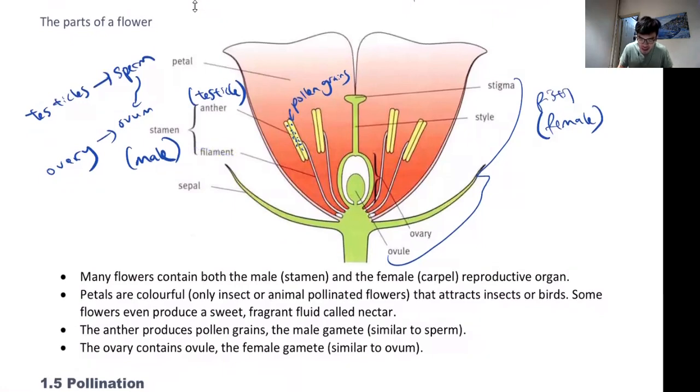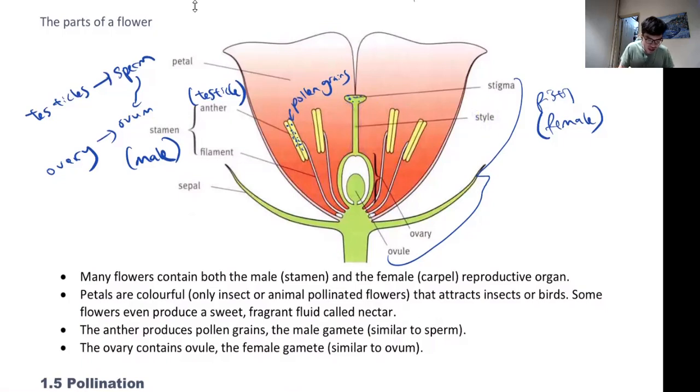Okay, the female part has a stigma. Why is it called a stigma? Because pollen grain will stick here, so stigma lor. This is how I remember. Okay, the pollen grain will stick here, and then style is this neck thing.